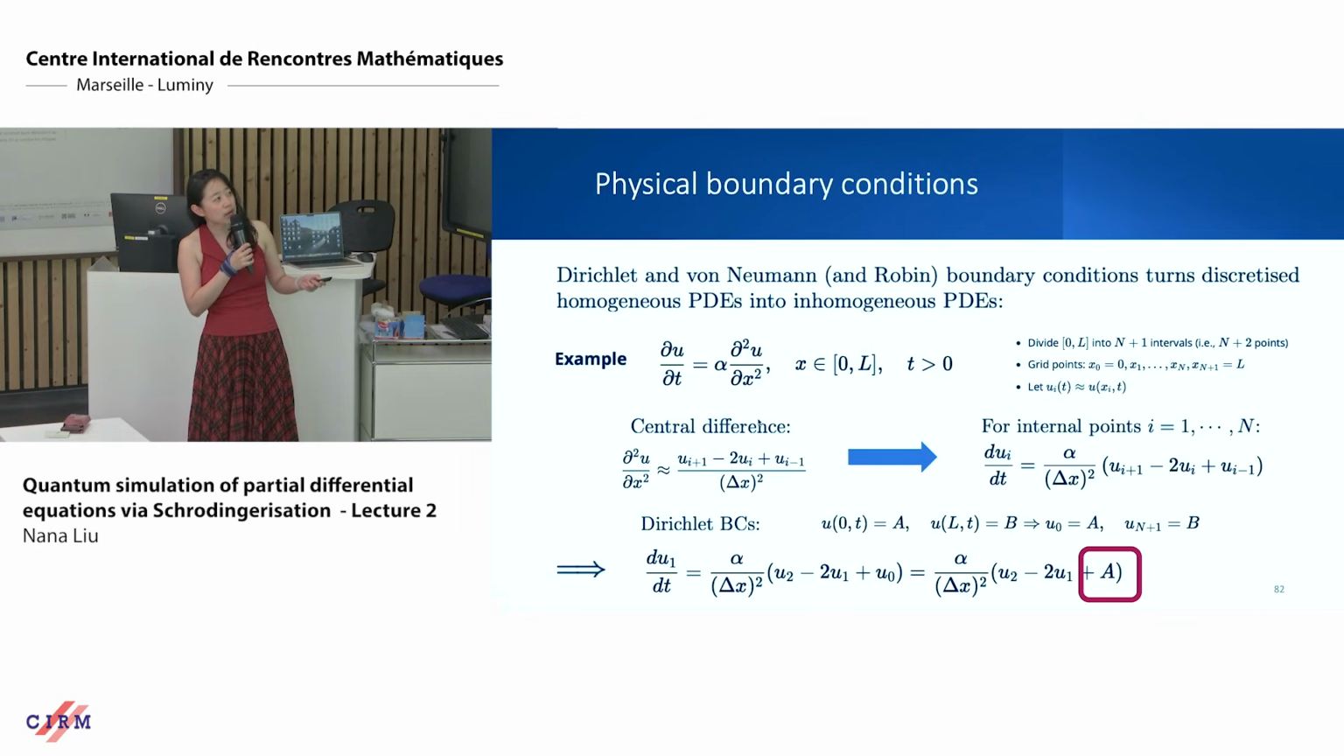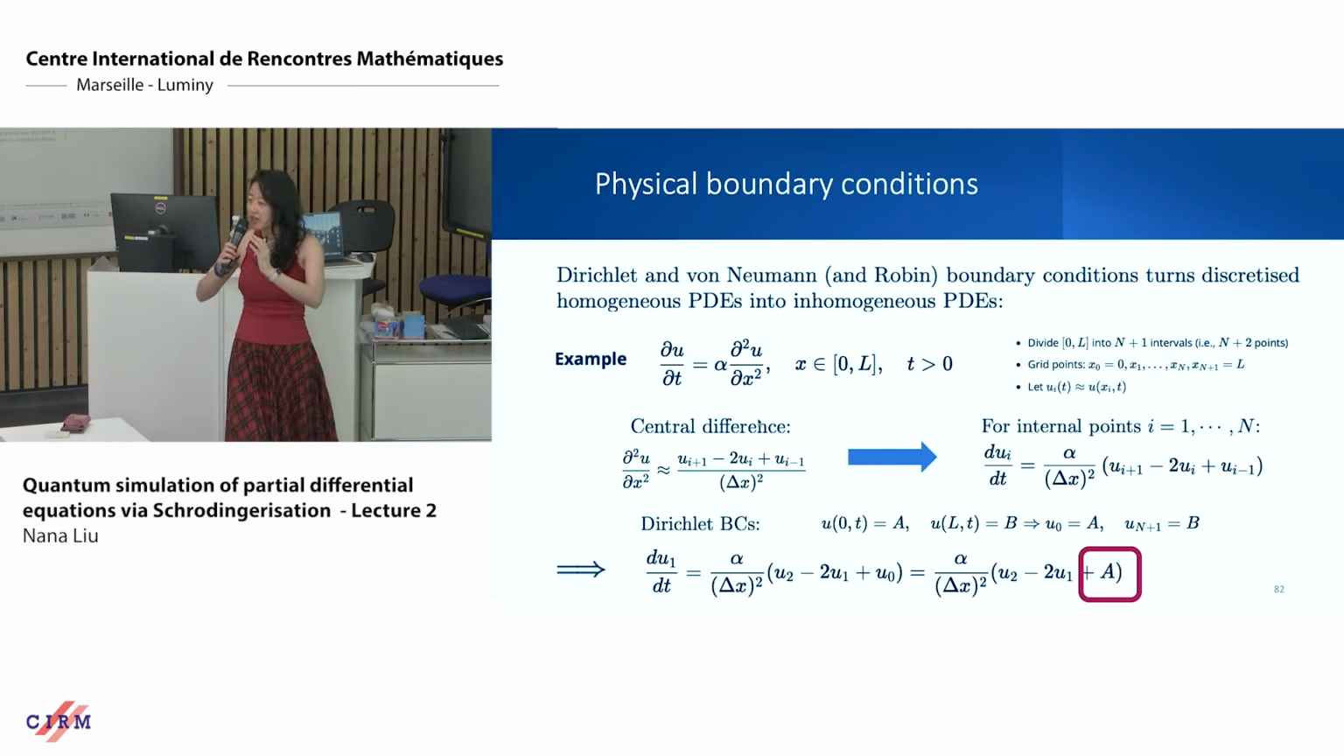But suppose we have boundaries. Say this is one dimension, we have 0 and L. Then we know that U at 0,t is equal to A, and U at L, the other boundary condition, at t is equal to B. Then we see that the equation we get for du1, where this is the first component of U, has this inhomogeneous term A. Everything else inside works the same, but at the boundaries we're going to have inhomogeneous terms.